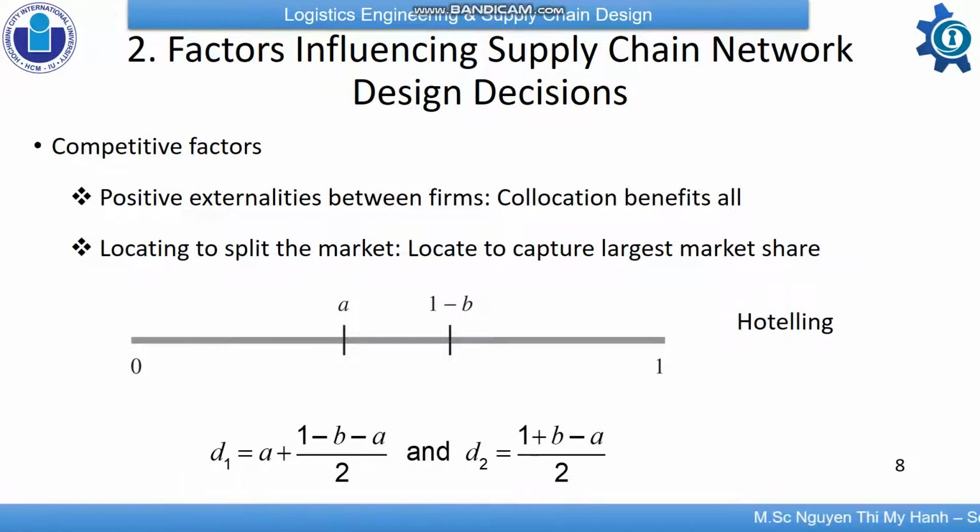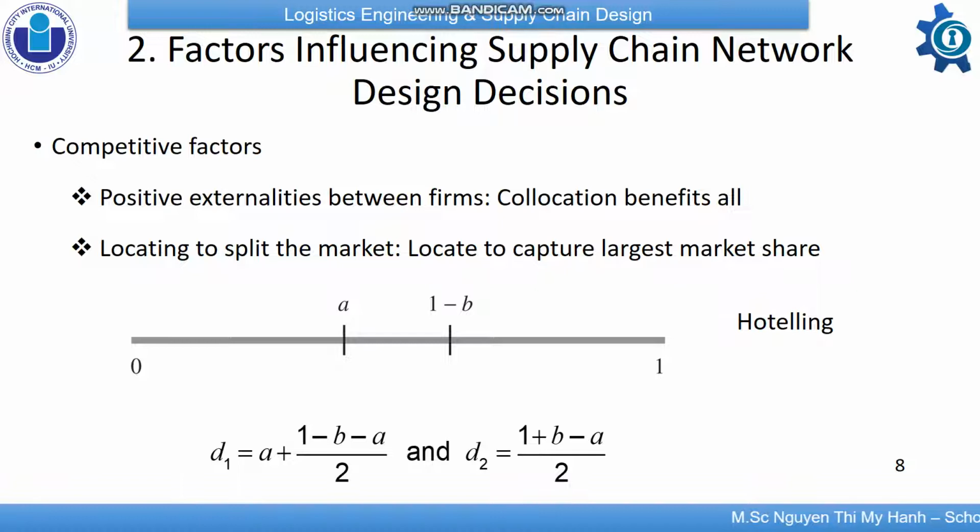In competitive factors, we have the positive externality between the firms. It means that all the elements in the supply chain get benefit from the co-location of mutual firms. And companies tend to locate where they can capture the largest market share. And here let me introduce you to the wholesaling model.